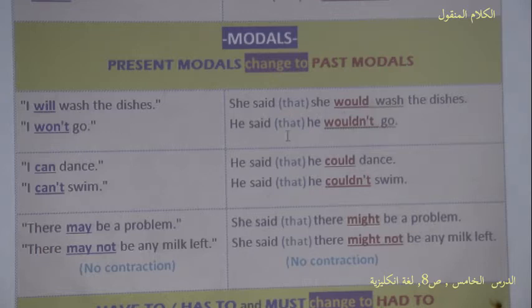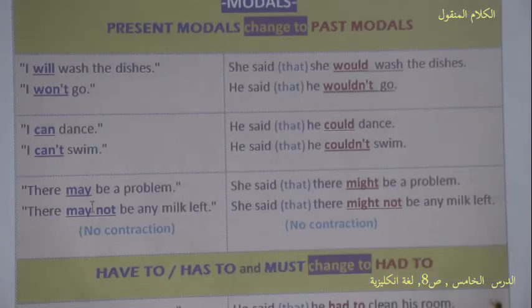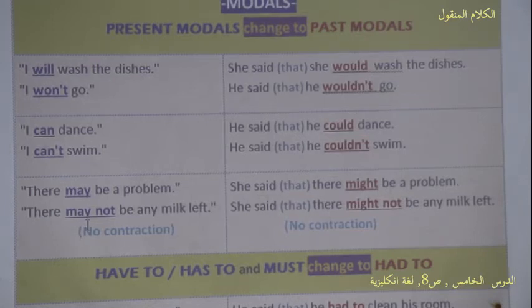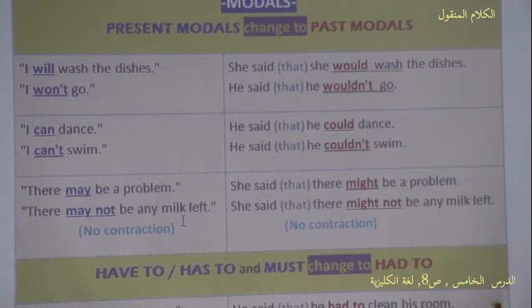I won't go, he wouldn't go. I can dance, he could dance. I can't swim, he couldn't swim. There may be a problem. She said that there might be a problem. There may be any milk left. Here, there might not be any milk left.